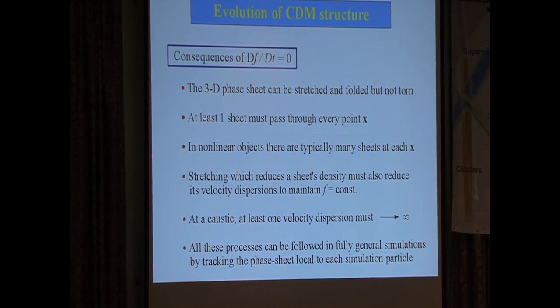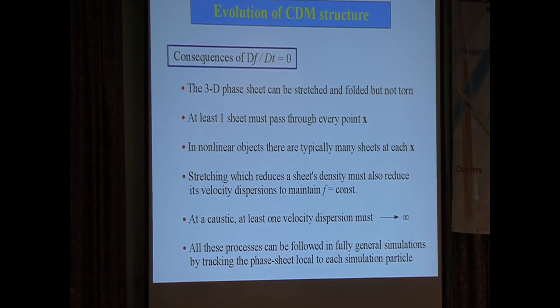So the stretching, which reduces the density of the sheet, has to reduce its velocity dispersion because the phase space density is the spatial density divided by a velocity dispersion cubed. So if the spatial density goes down, but the phase space density stays the same, that means the velocity dispersions have to go down. So as these sheets get stretched by the evolution, the internal velocity dispersion gets smaller and smaller. The individual sheets get colder.